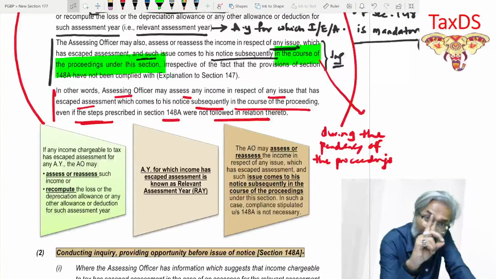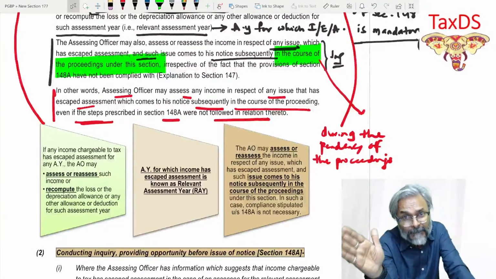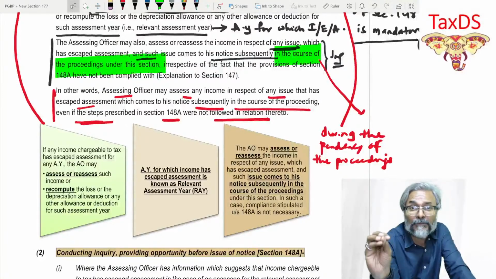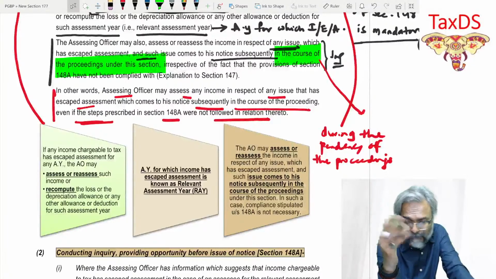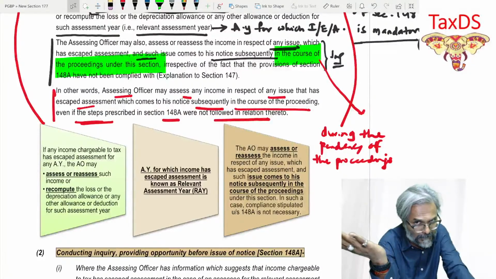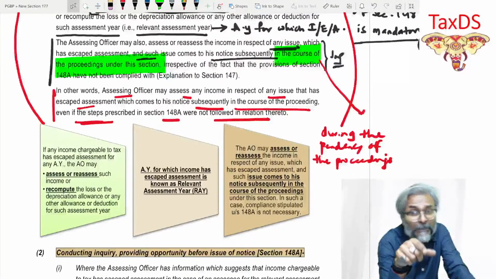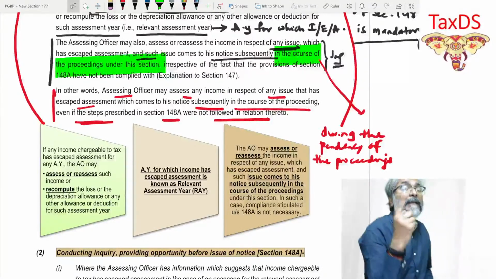So if it is the same assessment here, that is AY 23-24, for which I started the assessment with capital gains, and during the pendency I found for same AY 23-24 another income, then there is an exemption to follow the procedure for this another income. You don't have to follow the procedure, which is issuing the notice. But if this was to do with another AY, if it is to do with what? Another AY, students.